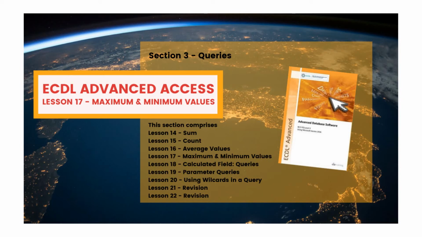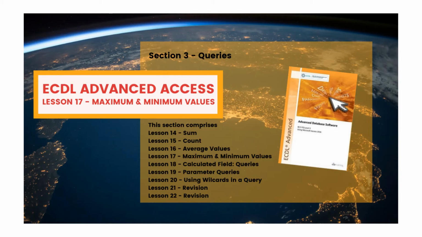ECDL Advanced Access Lesson 17: Maximum and Minimum Values in Queries. Max and min are summary calculations showing the maximum and minimum values of specified fields for all selected records. A range of the highest and lowest values in a table can be displayed using the Top Values property.